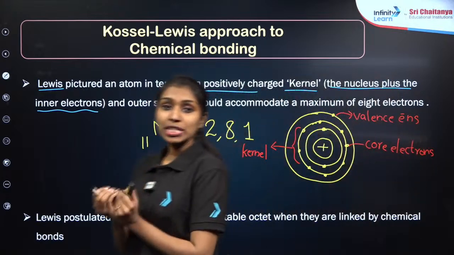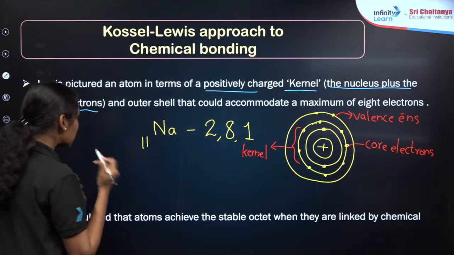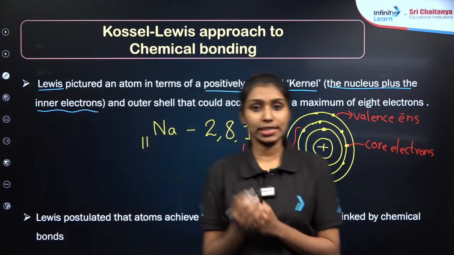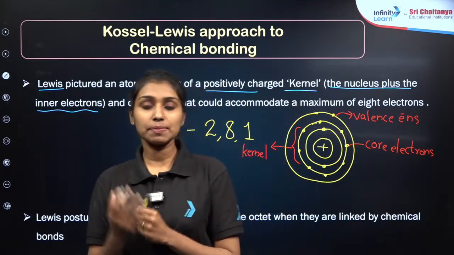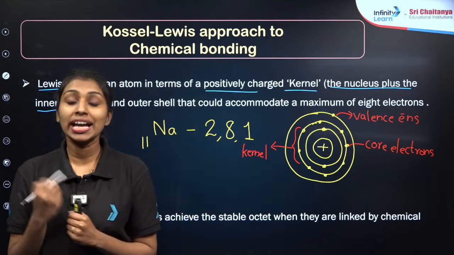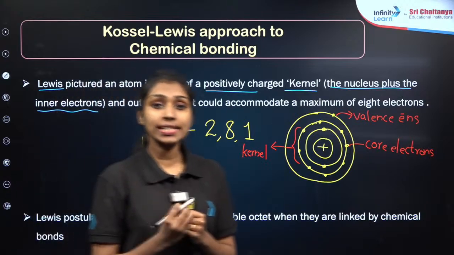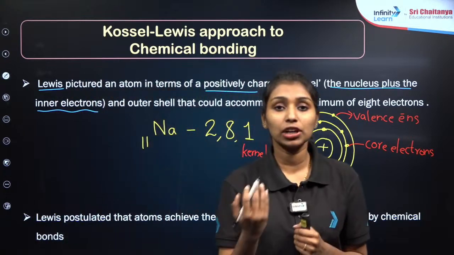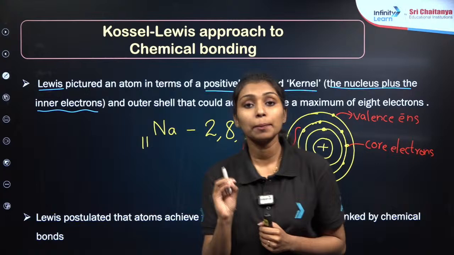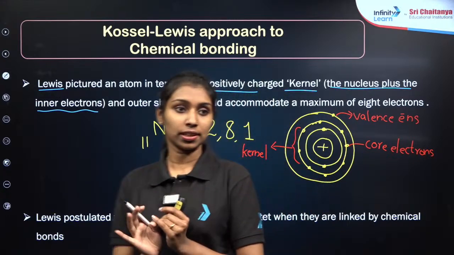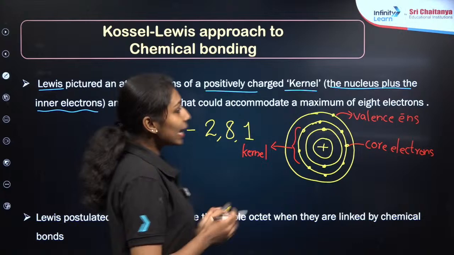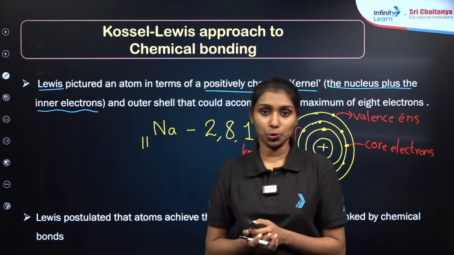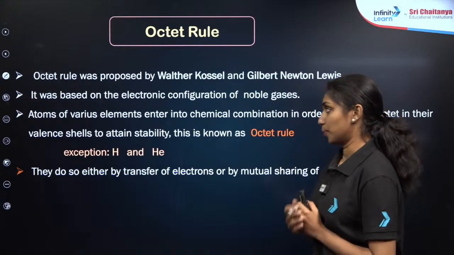Now again, Lewis postulated that in order to achieve the stable octet, atoms will form chemical bonds. Why are the atoms going for chemical bonds? In order to attain stability, or to attain the octet configuration, which means the outer electrons must number 8. That is known as the octet. Finally, he proposed a rule known as the octet rule. What do you mean by the octet rule?